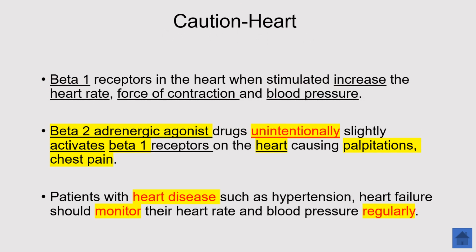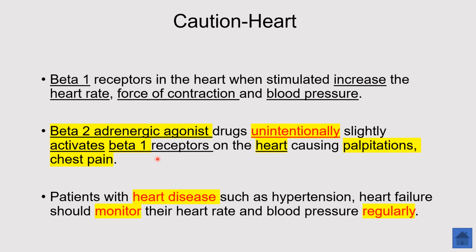All right, so we already saw what the beta-1 receptor is. It is present in the heart, and when stimulated, it produces an increase in heart rate, an increase in force of contraction, and an increase in blood pressure. Beta-2 adrenergic agonist drugs such as the SAMA and the LABA, albuterol and salmeterol, when we give them to patients, not only activate the beta-2 receptors on the lungs, but unintentionally can also stimulate the beta-1 receptors in the heart.